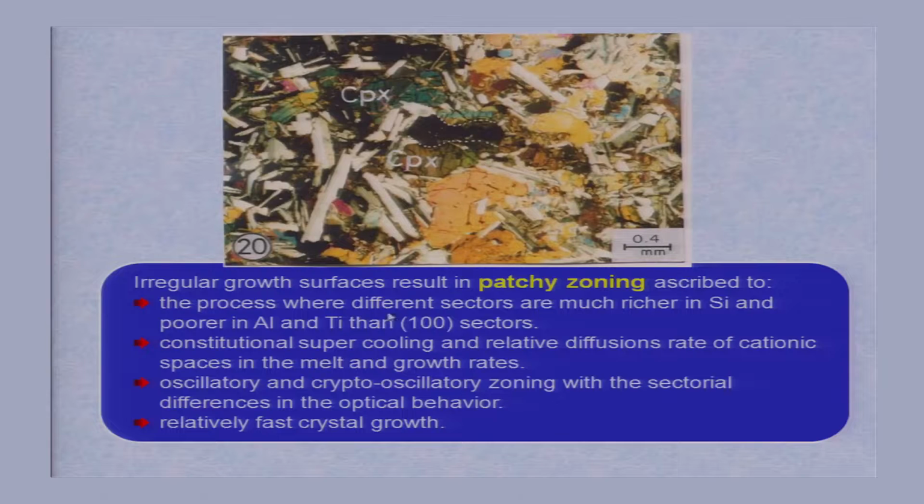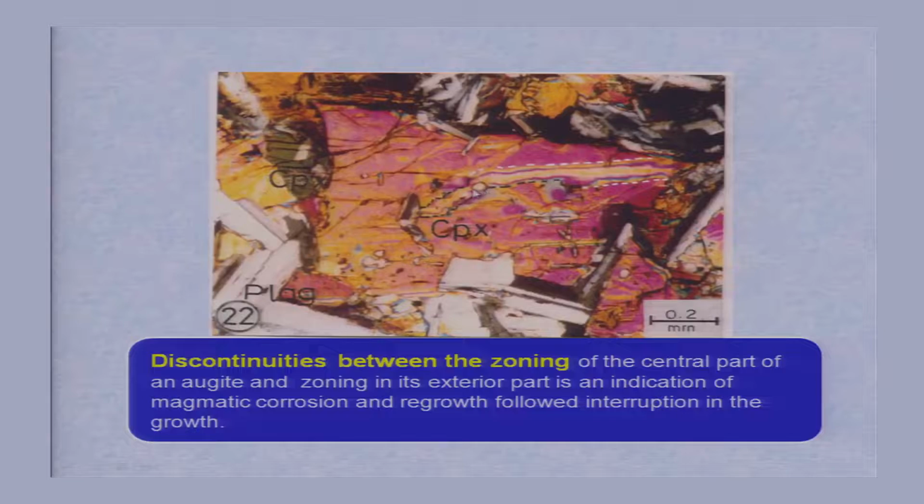These are the four important reasons. If you find such features in any unknown rock, they may contribute to the formation of this rock. Now, I am citing an example of discontinuities between the zoning. See, this white dotted line shows discontinuities between the two types of zoning. The entire field of view is covered by a large crystal of CPX.